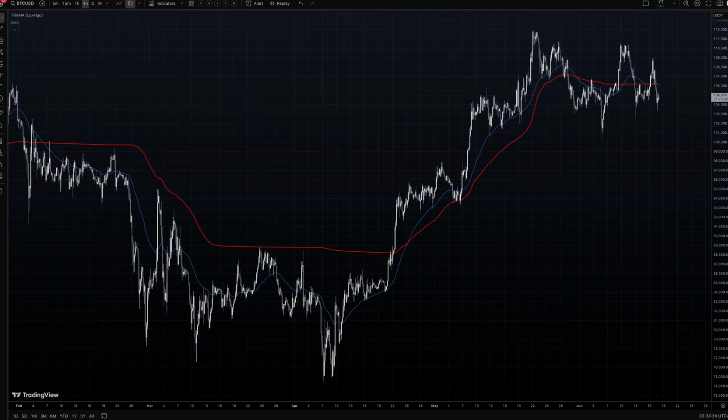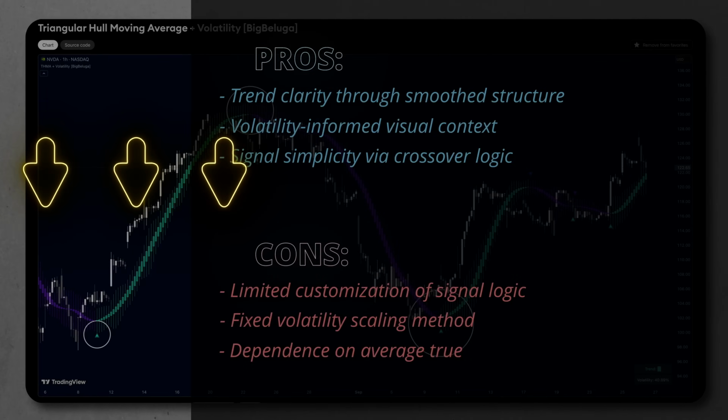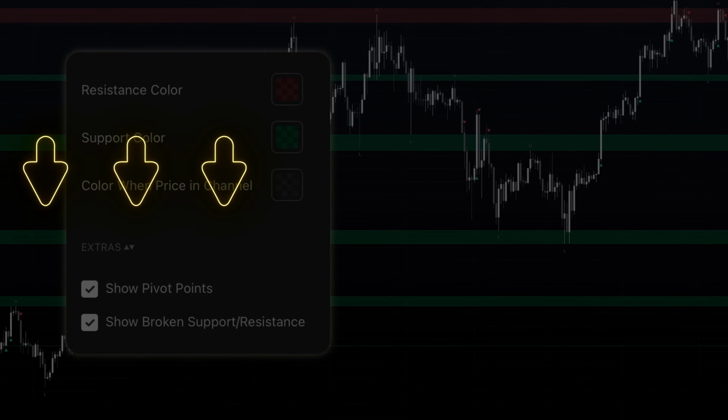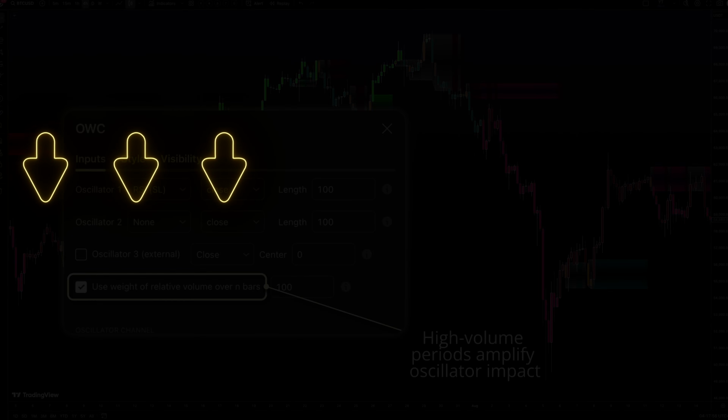In our previous video, we reviewed and ranked 5 advanced TradingView indicators. Strategies for those are coming soon, so be sure to check it out.